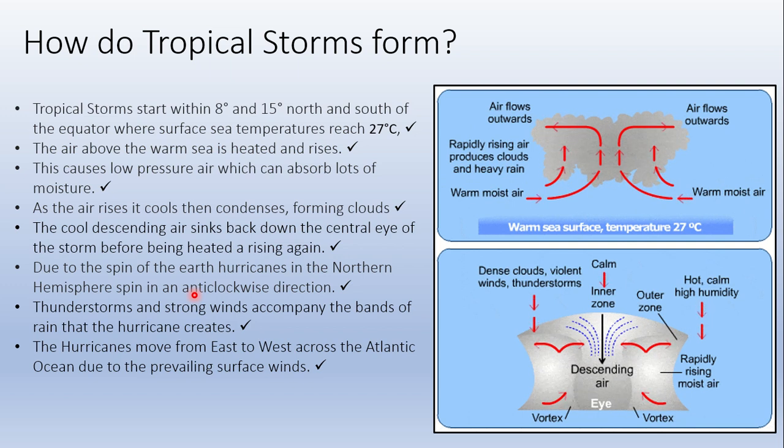Furthermore, the wind direction across the Atlantic Ocean is mainly from the east to the west, and so the hurricanes mainly blow from the east to the west. So we can talk about how the rising warm air carries moisture into the sky, and how the cooling air sinks, and this forms this cycle of cloud formation. And we can talk about the spin of the Earth making the hurricane spin anti-clockwise, and we can talk about the wind direction on the Atlantic forcing hurricanes to blow from the east to the west.